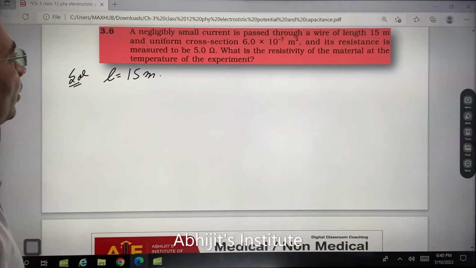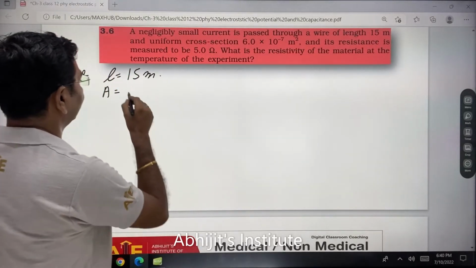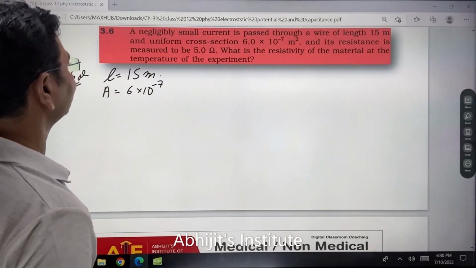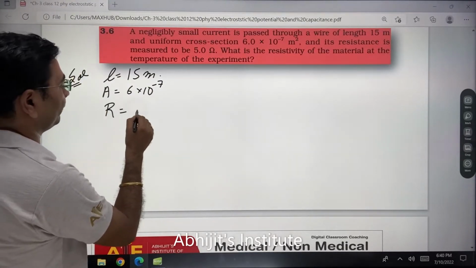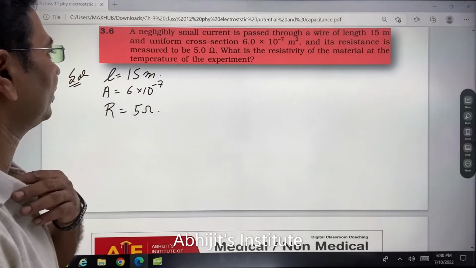And a uniform cross section of. Uniform cross section is also being told, and that is 6 into 10 to the power minus 7. And the resistance is measured to be, they have told everything here, 5 ohms. Right? What is the resistivity of the material at the temperature of the experiment?